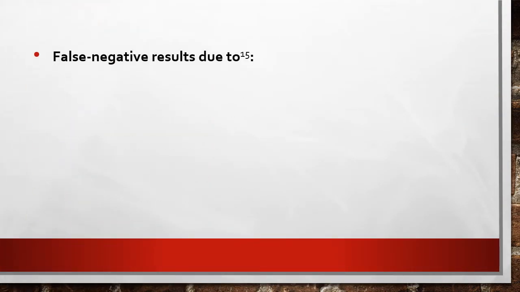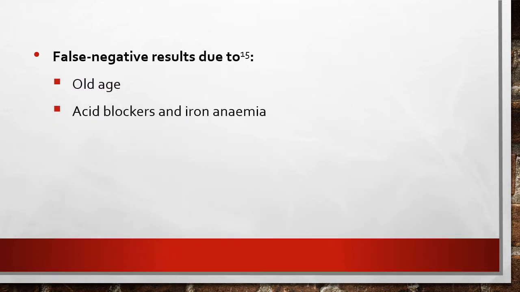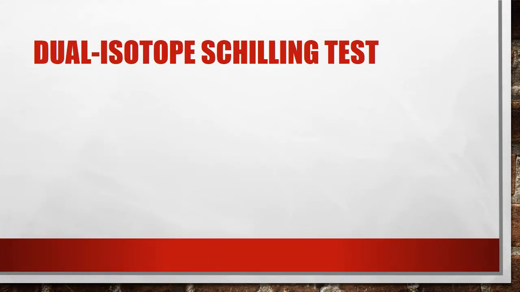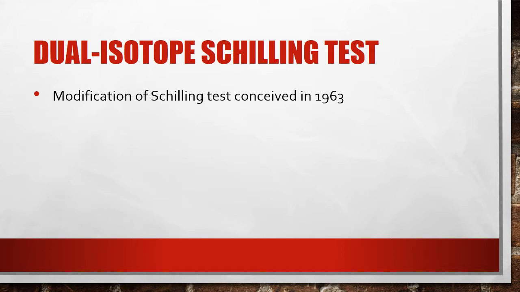The Schilling test may have false negative results due to old age, where a patient has gastric atrophy. Acid blockers in iron anemia leads to low gastric pH. Alcohol and folate deficiency. A previous radiopharmaceutical examination performed with no waiting time between examinations, and fecal contamination due to diarrhea in female patients. A modification of the Schilling test procedure was conceived in 1963 called the Dual-Isotope Schilling test.